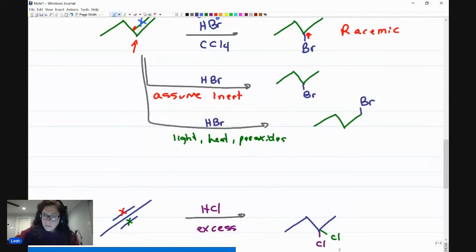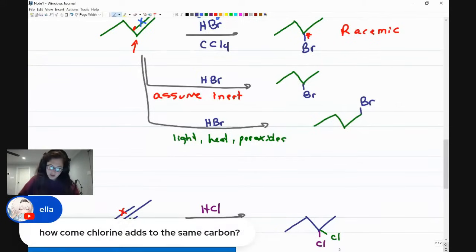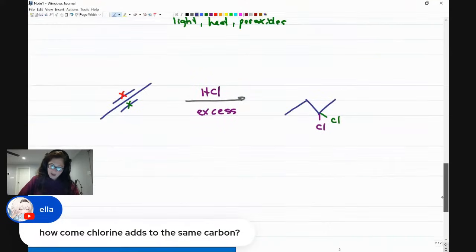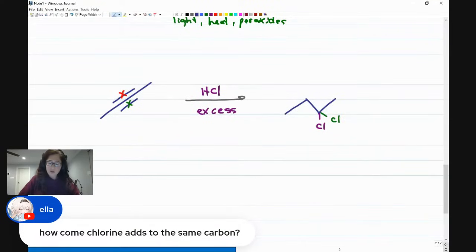Okay, so then for the second problem, how come the chlorine adds to the same carbon? So this has to do with the stability of the intermediates as you're going through the mechanism. And the way that this works out is where you have the first chlorine is favorable for adding the second one to the same situation.